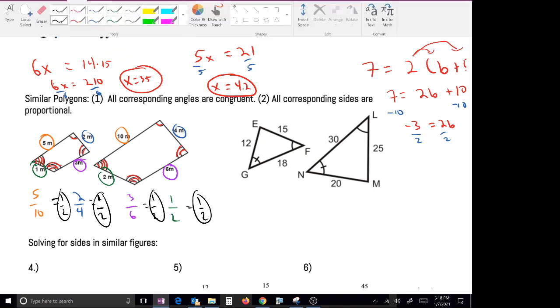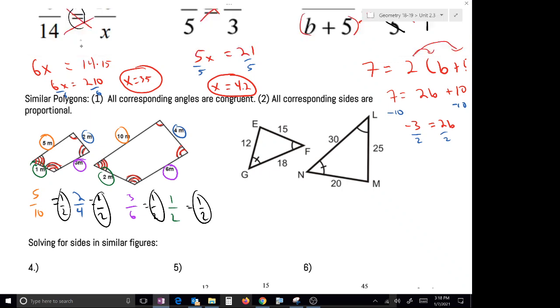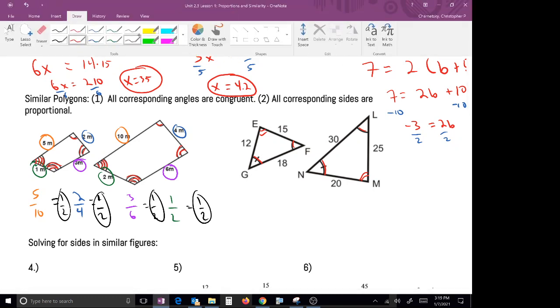Same thing with these two triangles here. We can verify that they are, in fact, similar. The corresponding angles are congruent, and even though we don't have markings for the last ones, we know that if we have two angles, because the sum of angles inside of a triangle have to add up to be 180, the remaining, whatever's left over, also has to be congruent. So all of those corresponding angles are congruent. Now we can check proportionality.